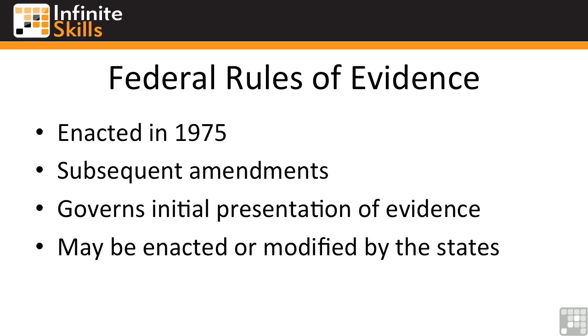And what the federal rules of evidence do is govern the initial presentation of evidence. Now, they're federal rules of evidence, which means that the states have some ability to enact the federal rules of evidence as they are, or have their own rules of evidence, which may be modifications of the federal rules of evidence. So the states may have their own sets of rules for how evidence is presented in a legal proceeding. As always, it's good to know the jurisdiction that you're in and what particular laws apply to you in that jurisdiction.